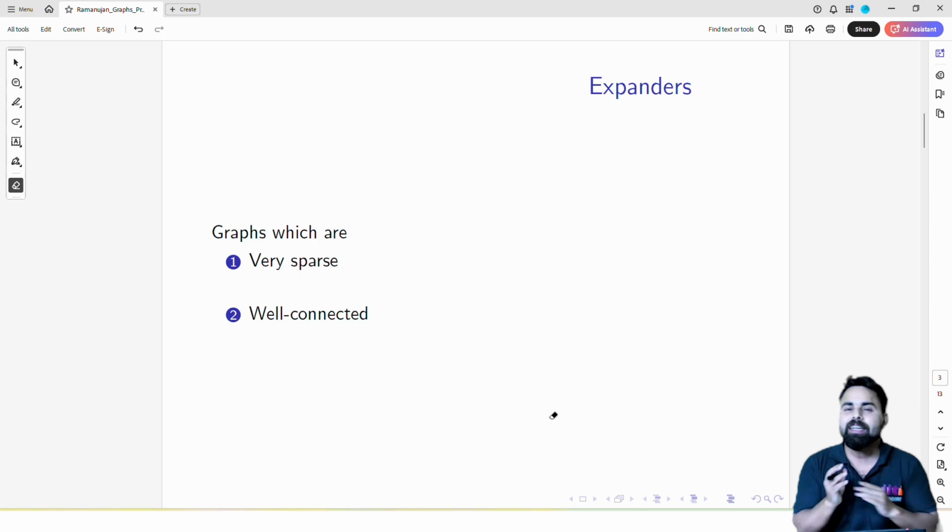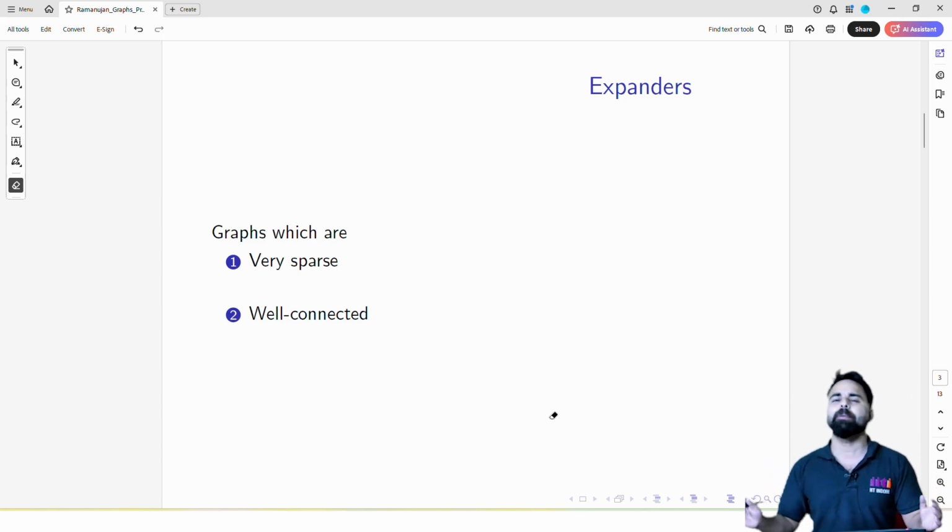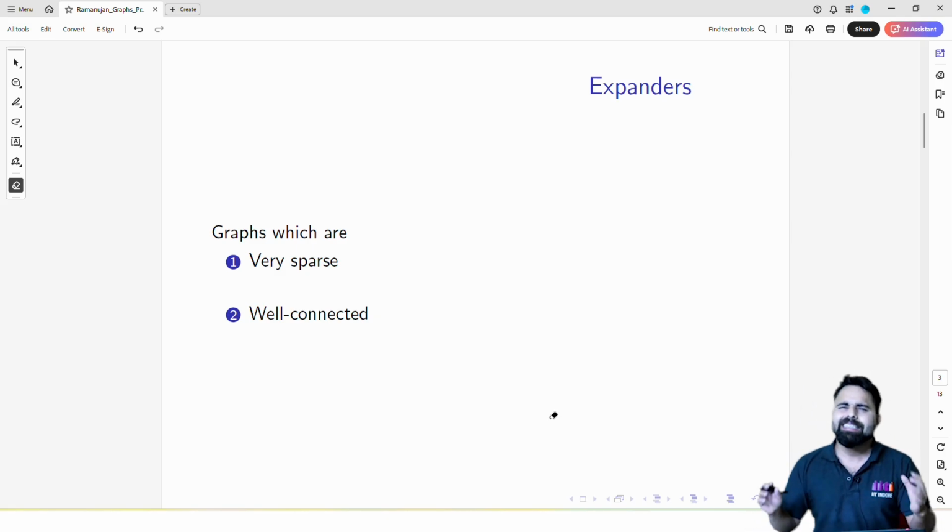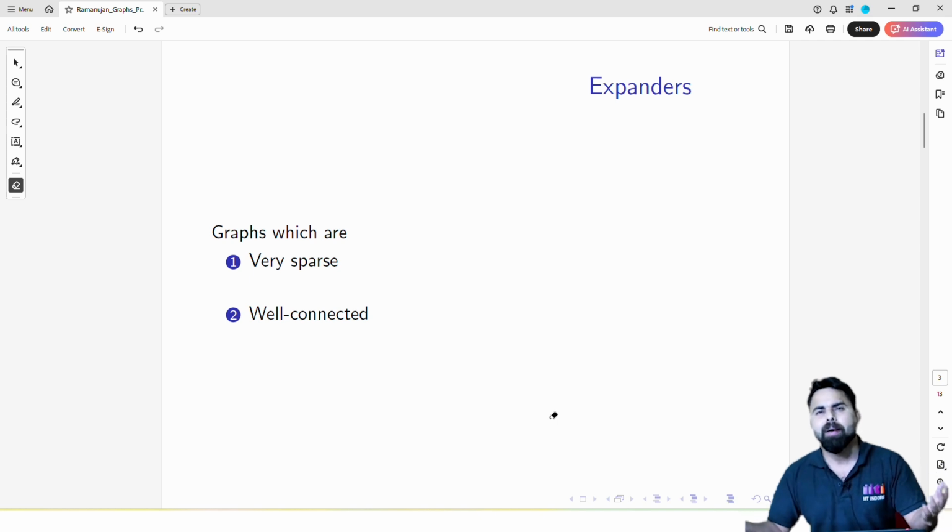Expanders, very loosely speaking, are graphs which have very few edges. We call them sparse graphs, but they are well connected. Well connected means that even if something is destroyed, some vertices or edges are removed from the graph, the graph is still connected. It's very hard to disconnect this graph. Then we say that this graph is well connected. But again, these two things are subjective. Sparse, as I said, means there are very few edges, but the very few for you may not be very few for me.